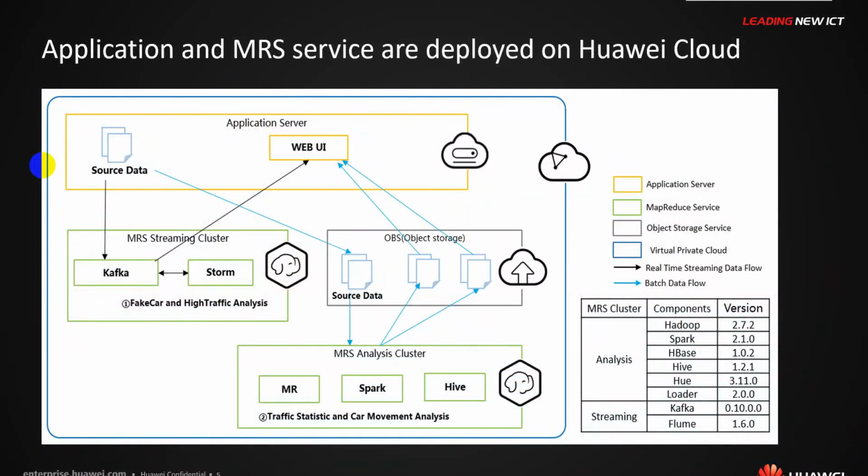Here is a high-level architecture of the big data platform and application. We first define a virtual private cloud on Huawei Cloud, and provision a real-time streaming cluster and an analysis cluster with a few clicks. We will simulate some source data and collect it into Kafka topics to generate queues. The Storm module will consume the queues for the fake car and heavy traffic analysis scenarios. Source data will be stored in object storage and loaded into the Huawei Cloud Big Data analysis cluster with traditional big data components for traffic statistics and car movement analysis. After running offline MapReduce jobs, the data will be written back to the object storage service and fed to the front-end application. In the right corner, you can see the cluster information and legend.